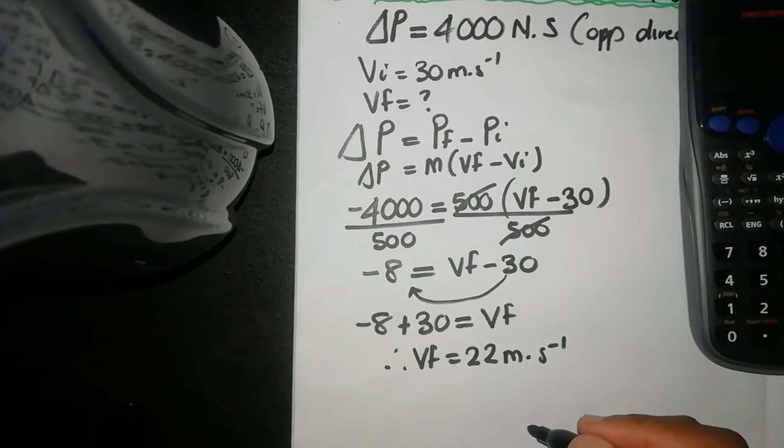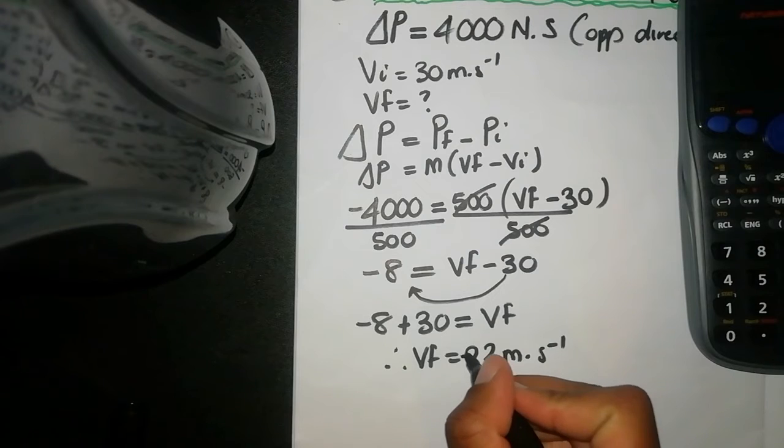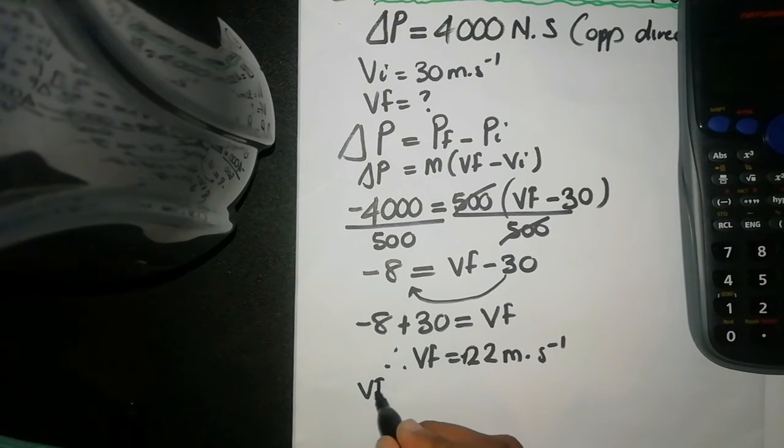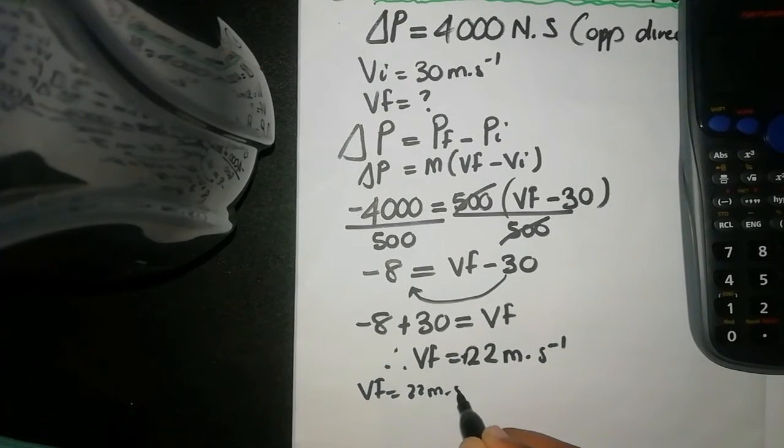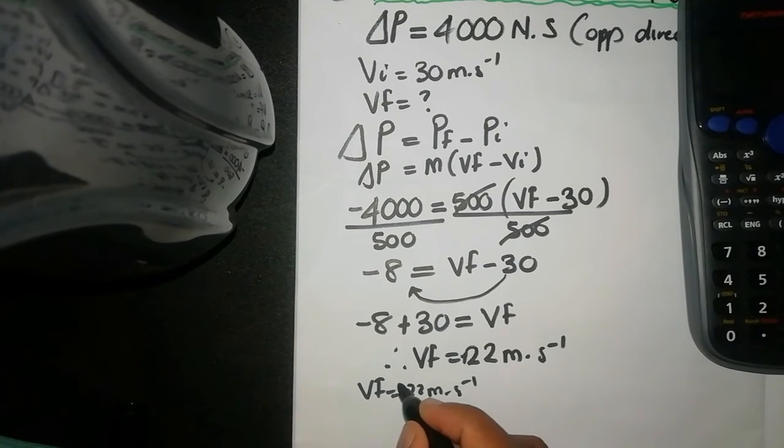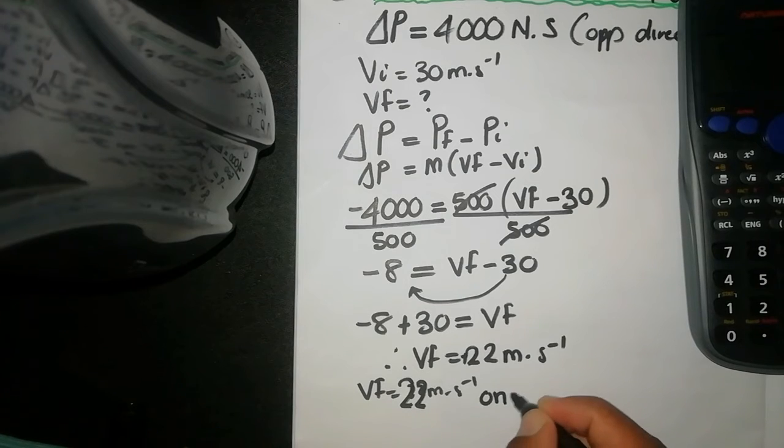So it's in the original direction of the car since my answer is positive. So vf is equal to 22 meters per second. Okay, this is 22, guys. 22 meters per second, original direction.